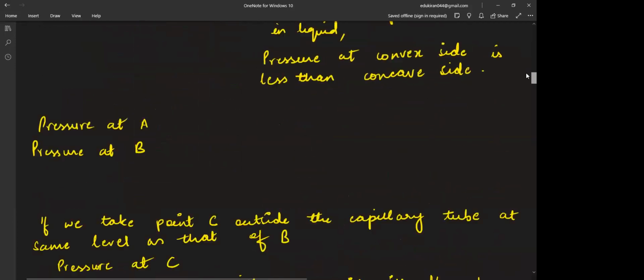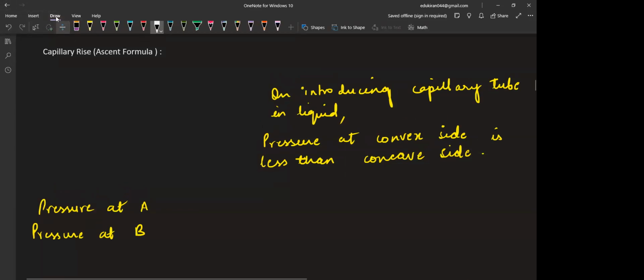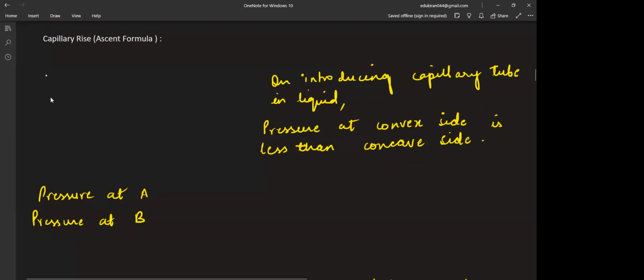Now coming to the derivation, this capillary rise ascent formula is a little longer formula, and sometimes it comes with your application based questions also in your five markers. So this is a little important, but not very difficult because you have been studying all the pressures in hydrostatics till now. Now suppose here again a container has been taken.